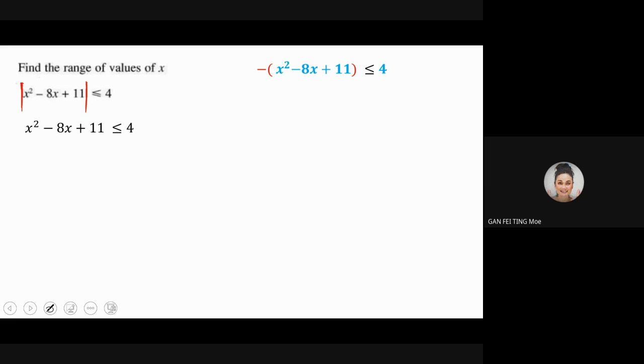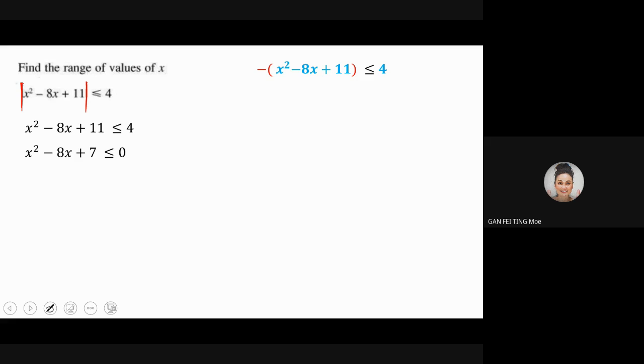Okay, fine. First step, grouping. What to group? Group the like terms. What like terms do you see? You see the 11, you see the 4. So you group the 11 and 4 onto one side. Okay, so you will be having this. You get me? So 11 minus 4. Operate the 4 on your right onto the left. So 11 minus 4, you get plus 7.